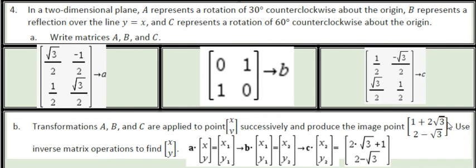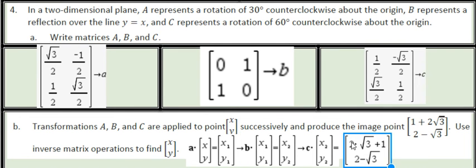This says 1 plus 2 radical 3. This says 2 radical 3 plus 1. 2 minus radical 3, 2 minus radical 3. And the most important idea here is how do we undo this transformation using matrix operations?